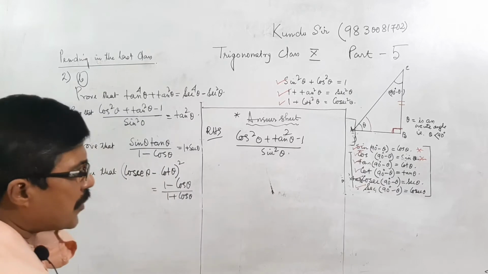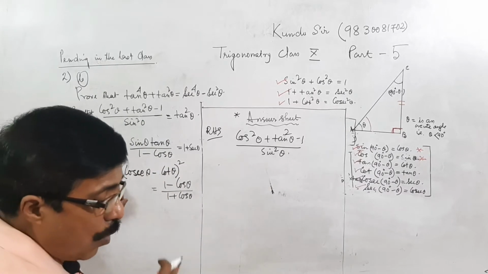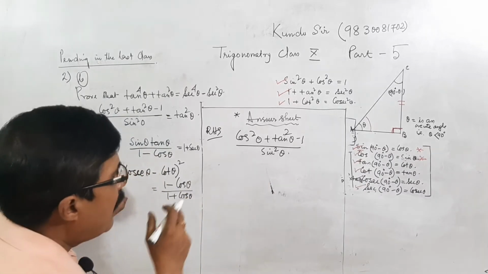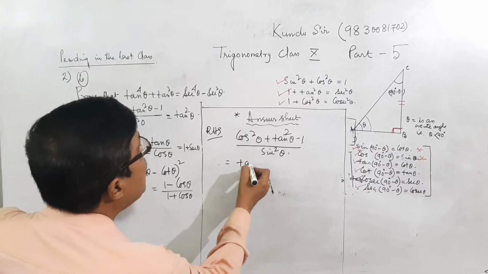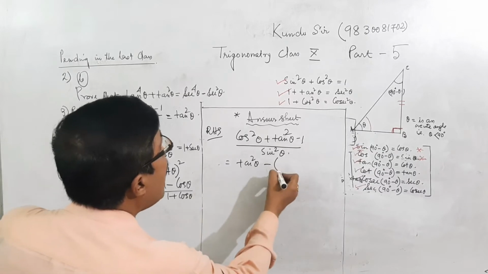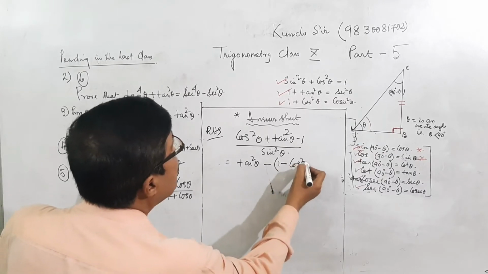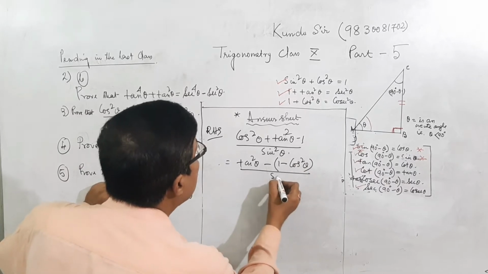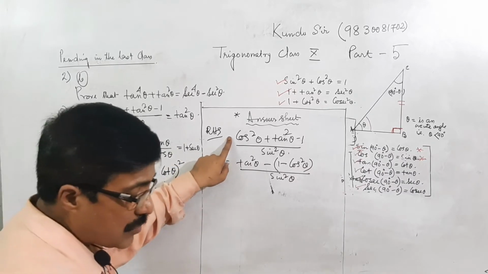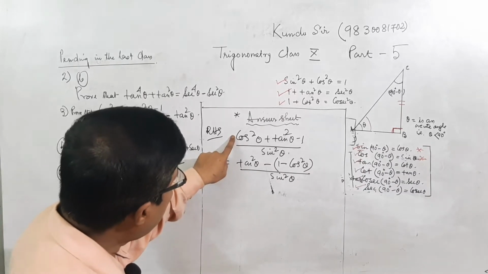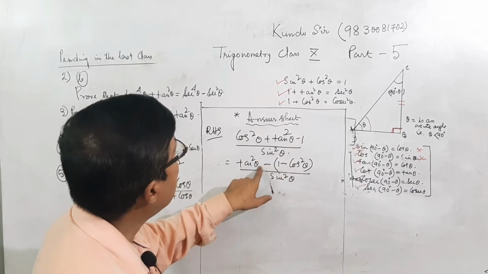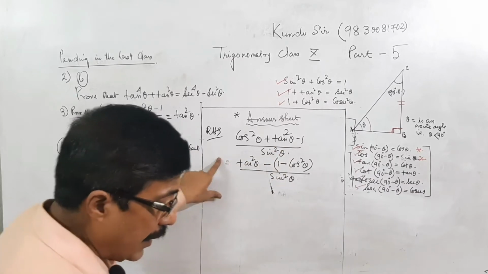So how can we proceed? We are rearranging the problem. We can write tan square theta minus 1 minus cos square theta upon sin square theta. If you compare the first and second terms, cos square theta and minus cos square theta, then it is minus 1, so it is rearranged.